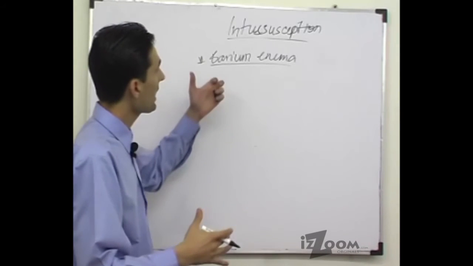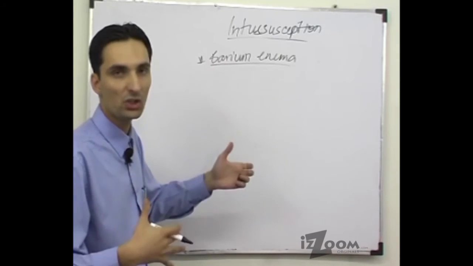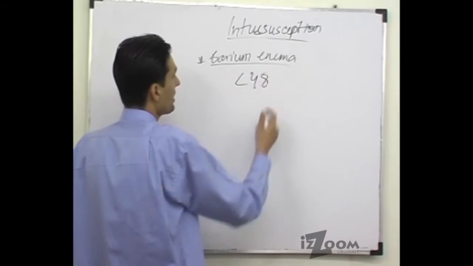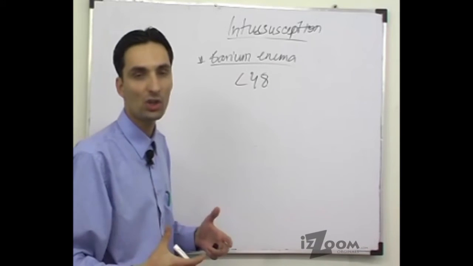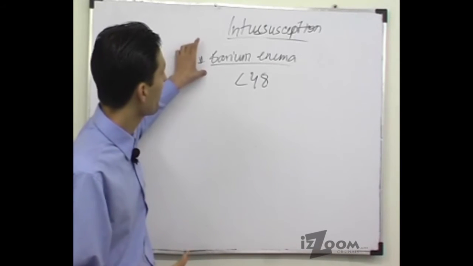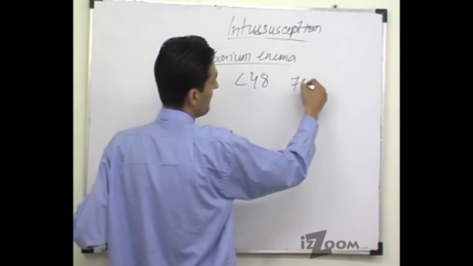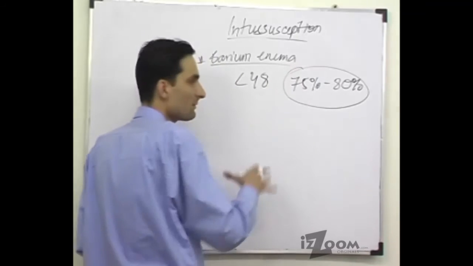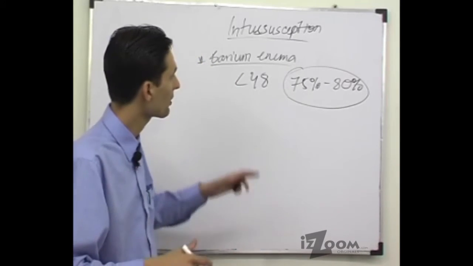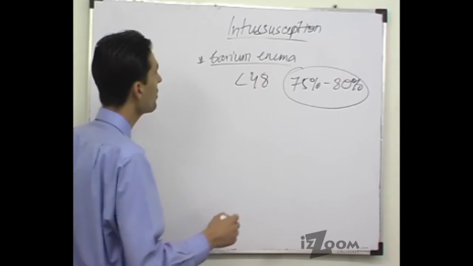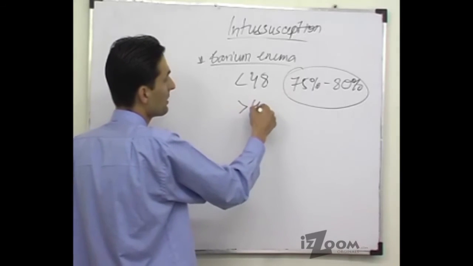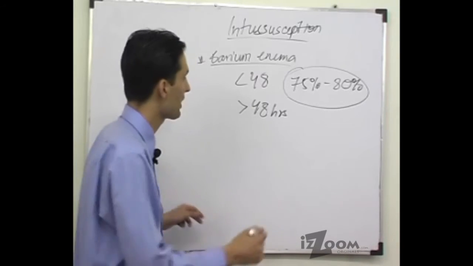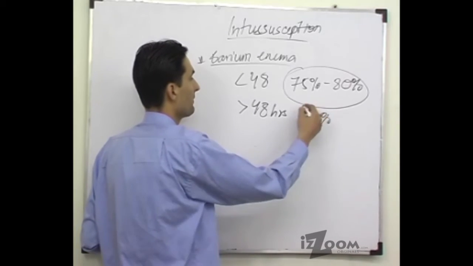If the patient presents to you with intussusception whose clinical findings have lasted for less than 48 hours, then they have a high chance of being cured by barium enema. Greater than 75 to 80% of these patients who present within the first 24 hours with intussusception will be cured by barium enema alone. But if the child presents to you in greater than 48 hours, then the cure rate progressively declines to 50%. Only 50% will be cured.